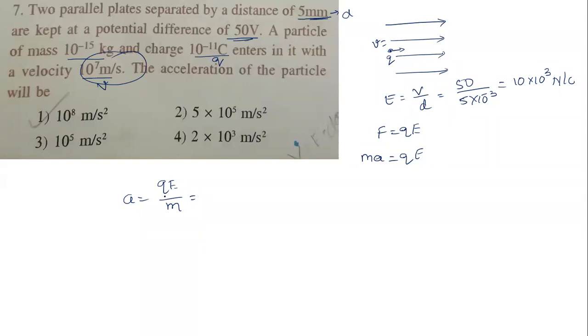So Q is given, 10 power minus 11 coulomb. 10 power minus 11 into electric field, which we got as 10 power 4 Newton per coulomb, divided by mass, 10 power minus 15 kg. Simplify this, how much do you get? This is going to cancel, it becomes 10 power minus 4. It will come to the numerator, it will become 10 power 8 meter per second square.